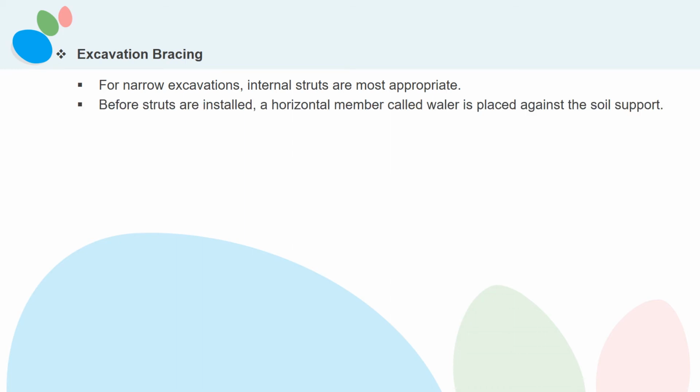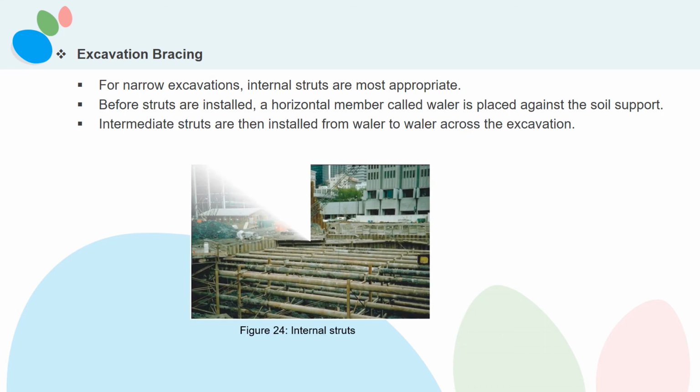4. Excavation bracing. For narrow excavations, internal struts are most appropriate. Before struts are installed, a horizontal member called a whaler is placed against the soil support, as shown in Figure 24. Intermediate struts are then installed from whaler to whaler across the excavation.